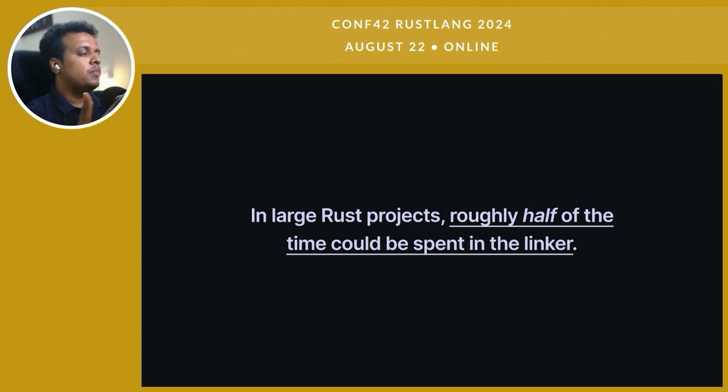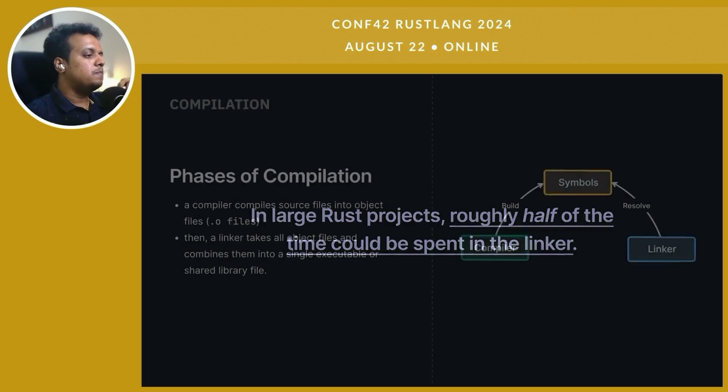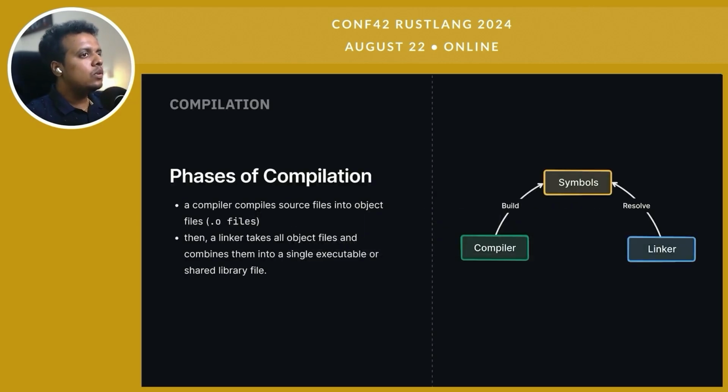But the point I'm trying to make is that understanding linking is important because it can eat up a lot of your compilation time. So if your compilation is taking longer, it is a good way to understand why. But before we get to the linker, we have to go through compilation, because the linker is almost the penultimate stage. It's the stage right before you get the executable. Before that, the code has to be compiled.